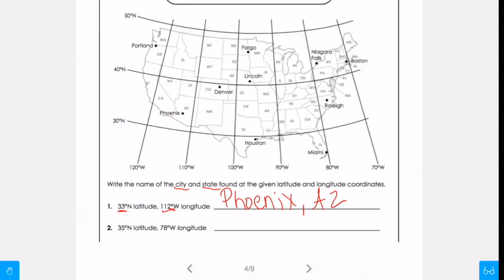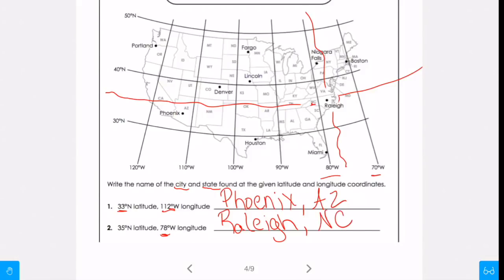So for 35 north, I already had the 35 line, I just erased it, but remember we were estimating that 35 was halfway-ish. And 78, I know 78 will be between 70 and 80, close to 80. So if I'm thinking, okay, one that's close to 80, Raleigh would be my answer. If you didn't get the state, it gives it to you right there. Raleigh, NC, which is North Carolina. So again, you should have city and state, but the abbreviations are okay on this page.